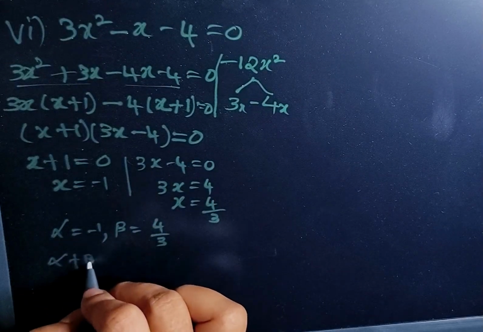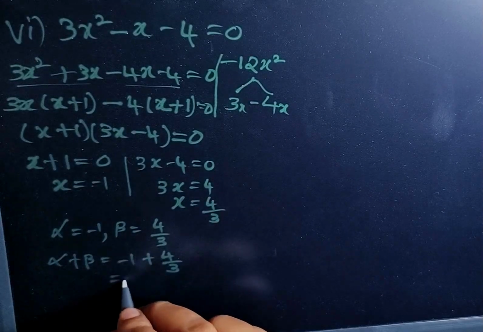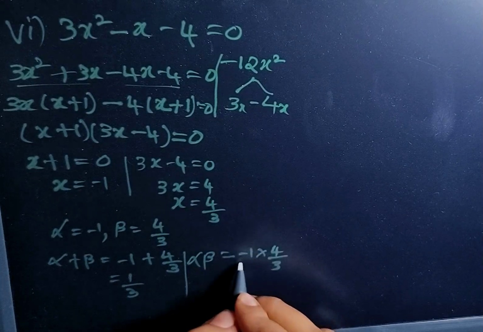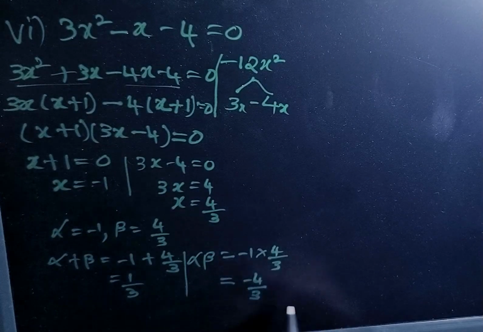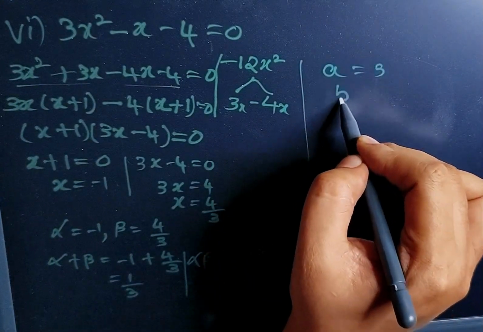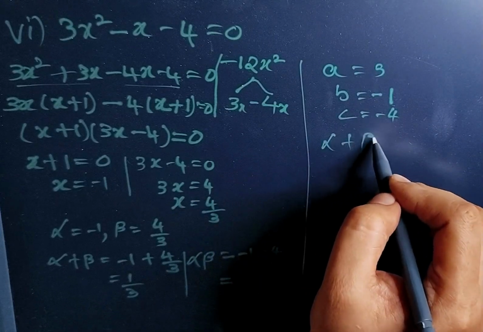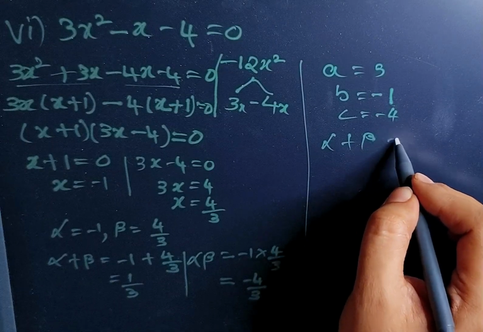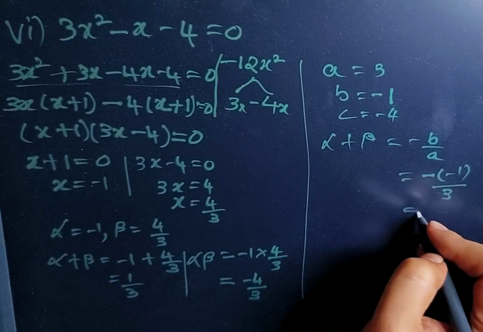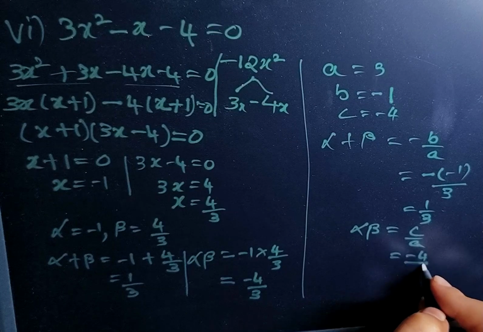Alpha plus beta will be minus 1 plus 4 by 3. Taking the LCM, it will be minus 3 plus 4, 1 by 3. And alpha beta is minus 1 into 4 by 3, plus into minus is minus, so it is minus 4 by 3. Then by the coefficient method, the coefficient of x square is 3, the coefficient of x is minus 1, the constant is minus 4. Then for the sum of zeros, the formula is minus b by a, that is minus of minus 1 by 3, it is plus 1 by 3. Alpha beta, it is c by a, that is minus 4 by 3.